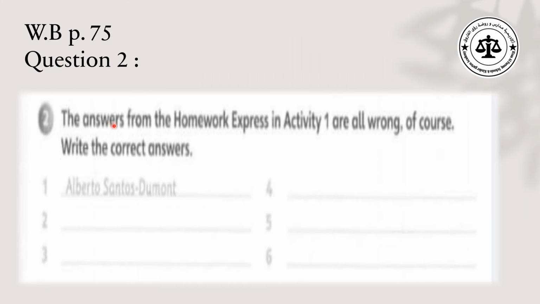Exercise 2. The answers from the homework express in activity 1 are all wrong. Of course, write the correct answers. Number 1. Who invented the planes? Alberto Santos. Let's look at number 2. 9 multiplication 9. The answer is 81. Excellent. The capital of Italy is Rome. Excellent. The trumpet, it's a wind.